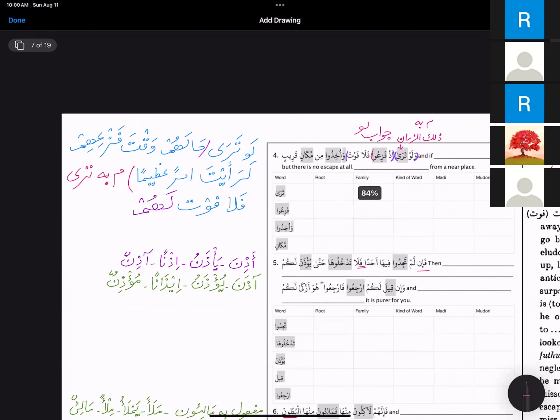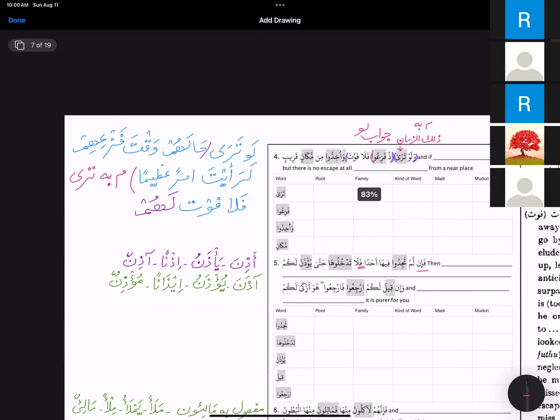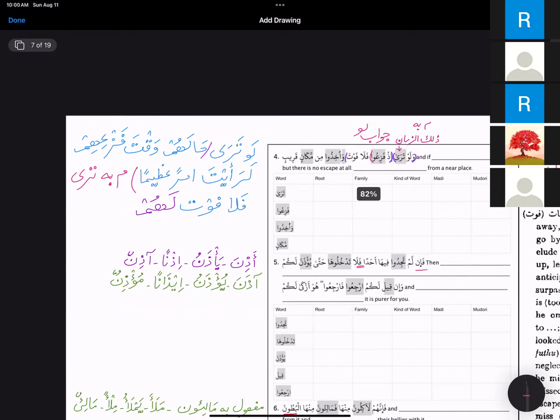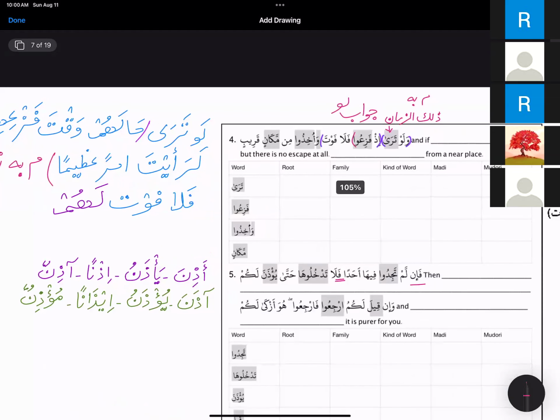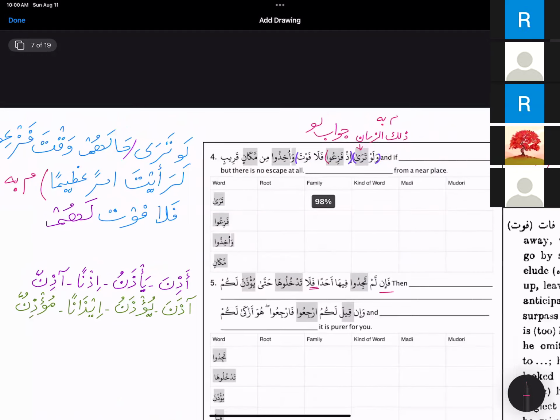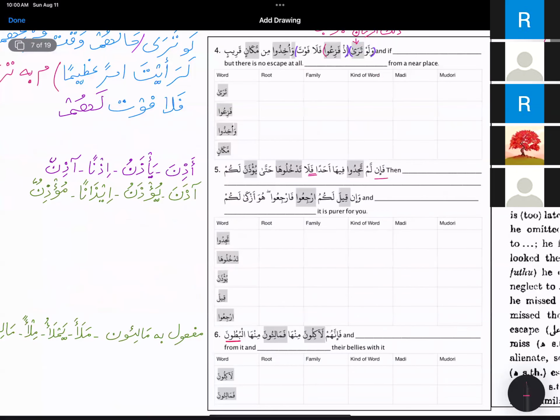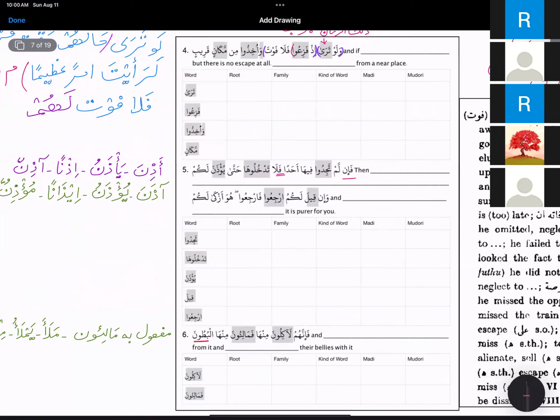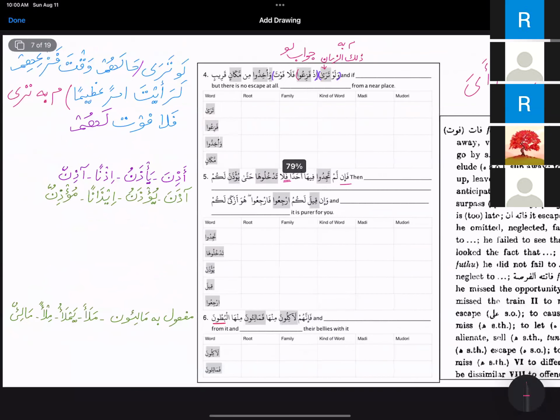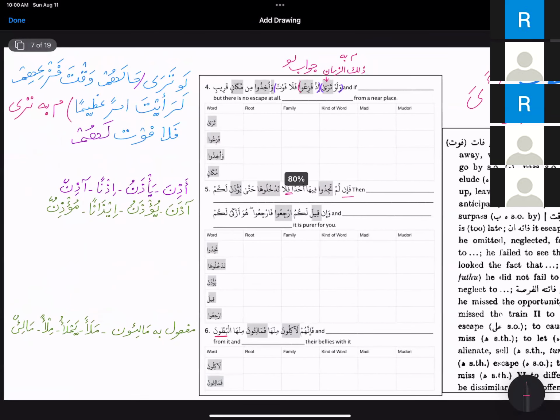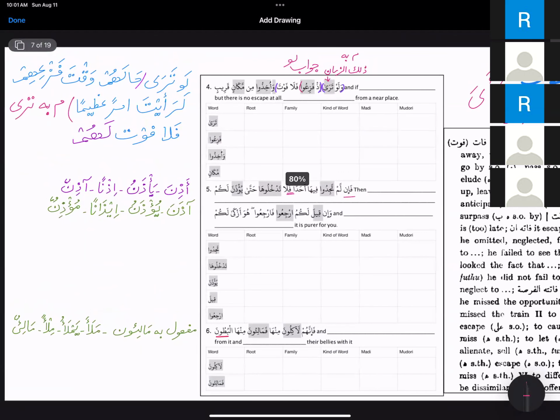This is maf'ul bihi for tara, and fazi'u, you see, is basically giving the jawab of law. What is this fa? Fa is a harf, also for the jawab. Is it fa-la fauta? No, fa and la are separate: fa, la fauta.